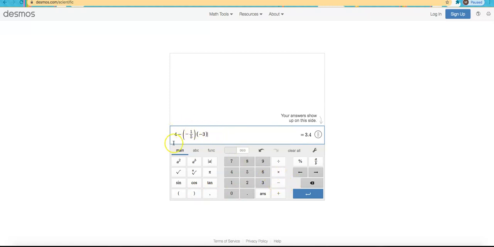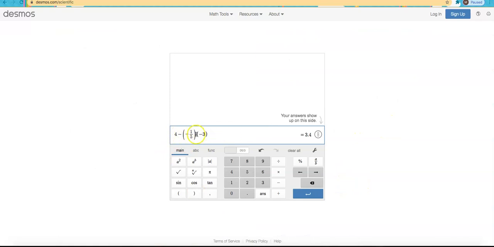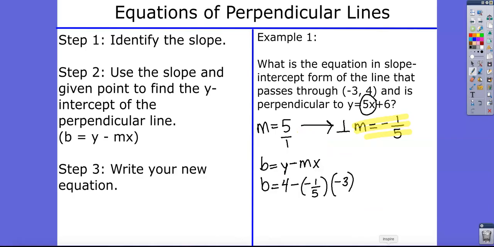So all I did was I typed it exactly the way I had written it here. 4 minus parentheses -1/5 parentheses, parentheses -3 parentheses. That's all I did. I just retyped it. It's going to give you a decimal, but remember in Algebra 1 we don't want decimals. If you click it right here on the side of it, it'll turn it into a fraction for you. So our y-intercept for this problem is 17/5.